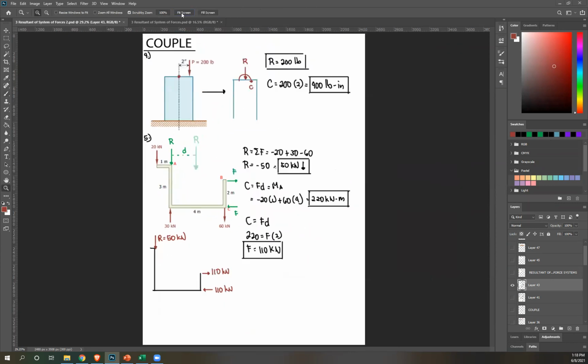Any questions for numbers 4 and 5? Please answer in the chat. How about the others? Please answer as well. Okay, great. So that ends our topic for couple.